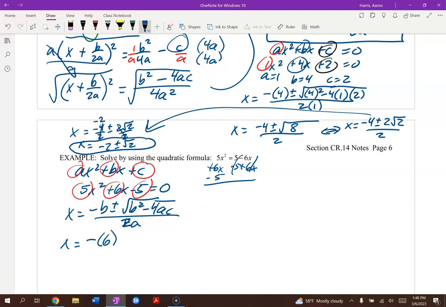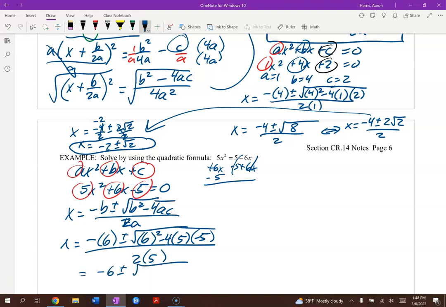Negative b is negative 6, plus or minus the square root of b squared minus 4 times a times c, all over 2 times a. Looks like we got 36. And then I got negative 20 times negative 5 is 100, over 10.